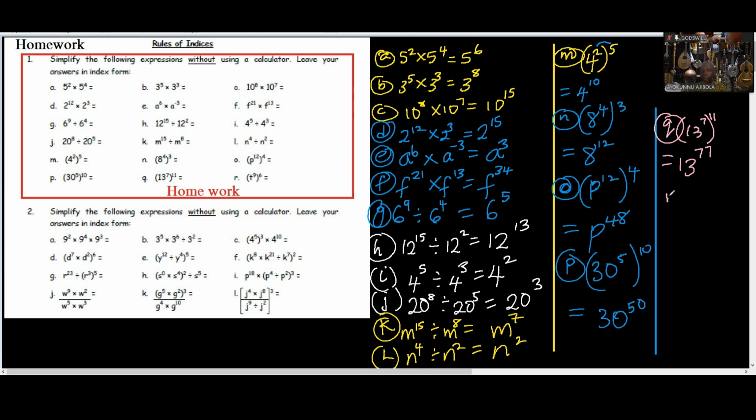Then option R, which is the last in that first part, we have T raised to power 9, also raised to power 6. So this is going to be T raised to power 9 times 6, that is 54. Unmute yourself and tell me if you understand all of this.